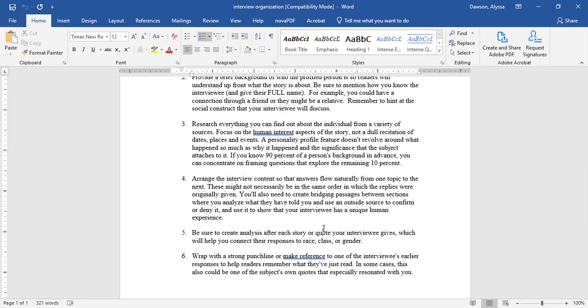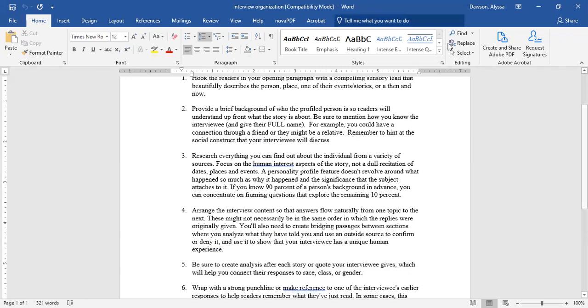You also need to create bridging passages. You'll note that the student in the Leonard interview actually included part of their conversation to help bridge passages. And I recommend that, right? I mean, yes, it's about them, but you interviewing them and you having a conversation is totally worthwhile to bring to their attention. So you'll also analyze what they've told you and occasionally use an outside source to confirm or deny it and show that your interviewee had a unique human experience. So be sure you create commentary and talk after each story or quote your interviewee gives. That's going to help you connect their responses to their society in some way or another.